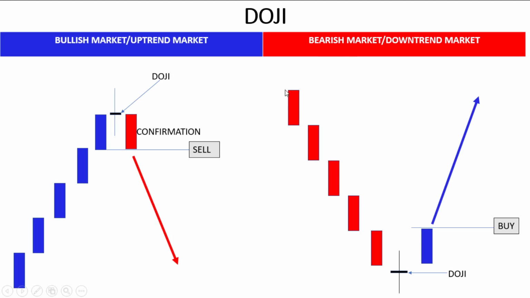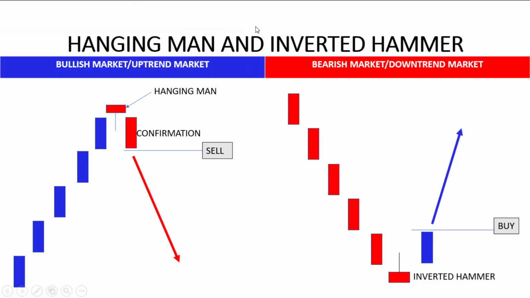On a bearish market, when the price is going down, we wait again to see this candle being printed. Then wait for the confirmation candle, then you buy. Let's see another candlestick: hanging man or inverted hammer. On a bullish market again, we wait for the market to give us the indication that it is ready now to turn down.